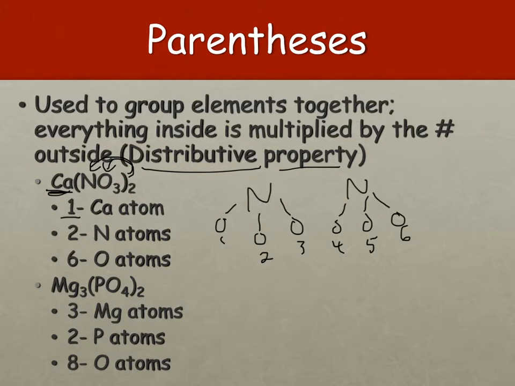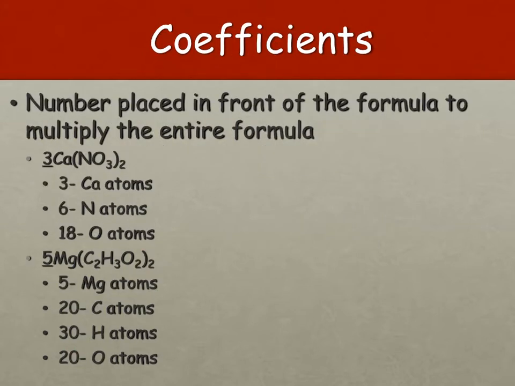In the next problem, looking first at magnesium, there's a 3 behind it. It is not in parentheses. There is no coefficient, so it is just 3 magnesiums. The 2 over here distributes to the phosphorus, so we get 2 phosphoruses, or phosphori, or whatever. Oxygen, 2 times 4, gives us 8 oxygens. Now, coefficients are slightly different than the numbers outside parentheses, just because they distribute to the whole problem.